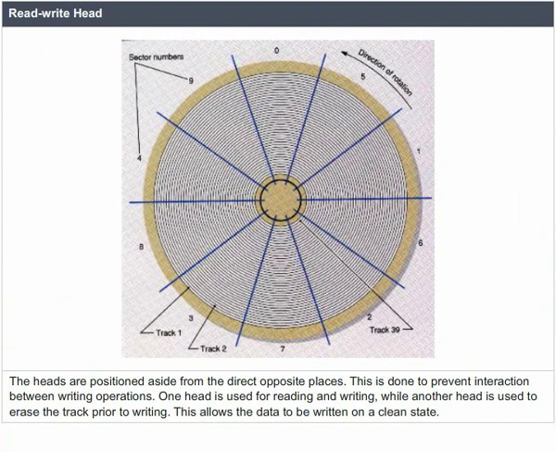The heads are positioned aside from the direct opposite places. This is done to prevent interaction between writing operations. One head is used for reading and writing, while another head is used to erase the track prior to writing. This allows the data to be written on a clean state.